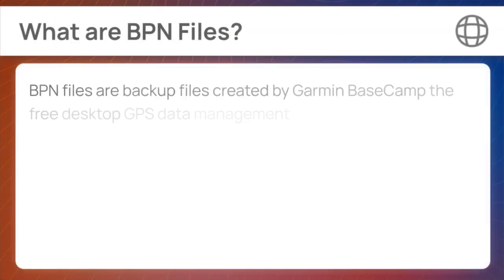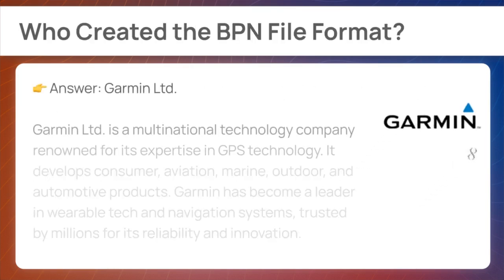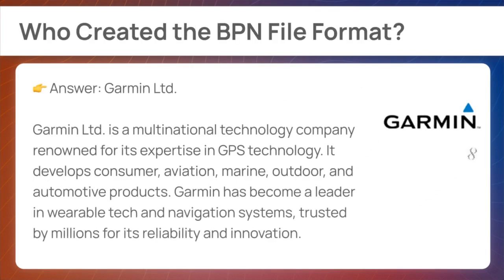BPN files are backup files created by Garmin BaseCamp, the free desktop GPS data management application. They contain backed up collections of GPS waypoints, routes, tracks, and adventures organized in the BaseCamp library structure for protecting your GPS data against loss and transferring collections between computers or BaseCamp installations.